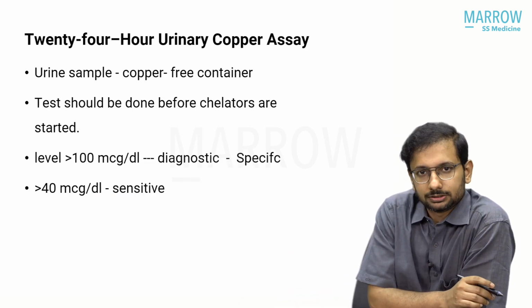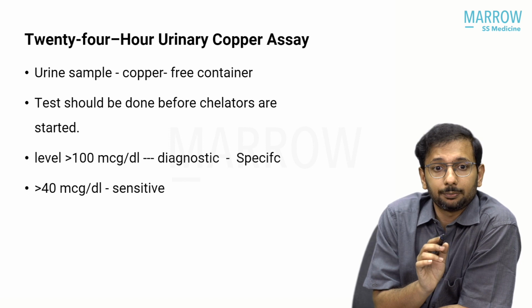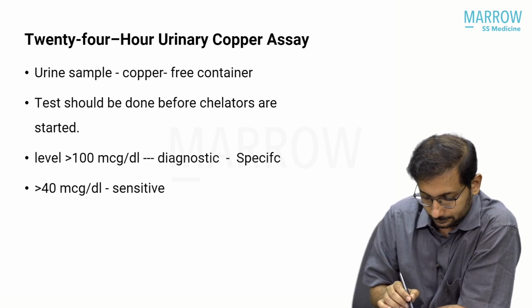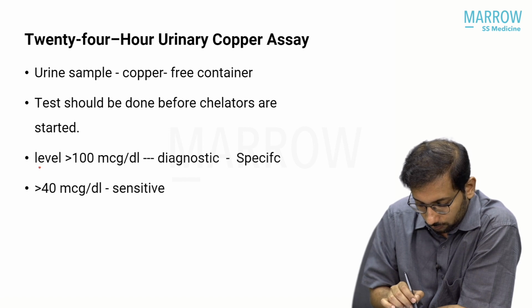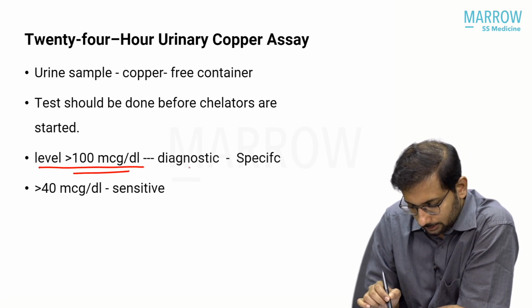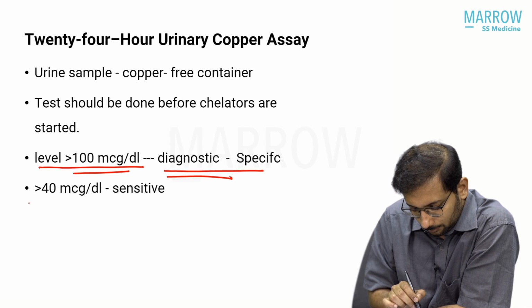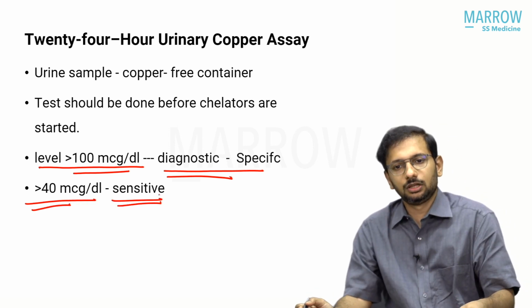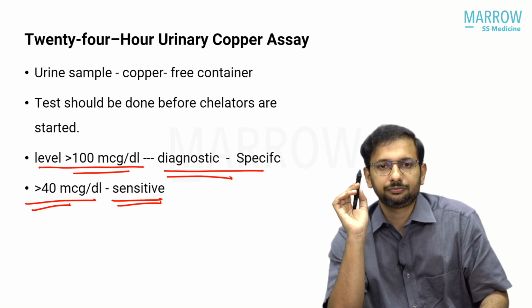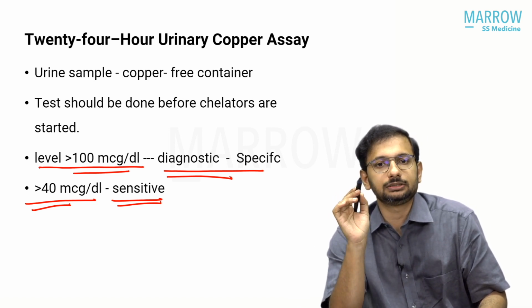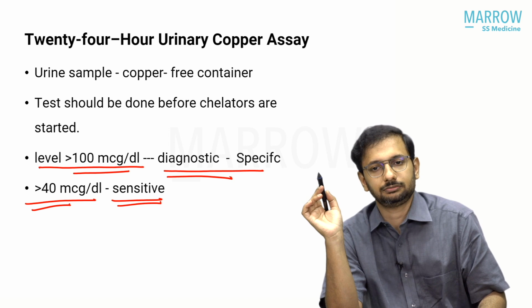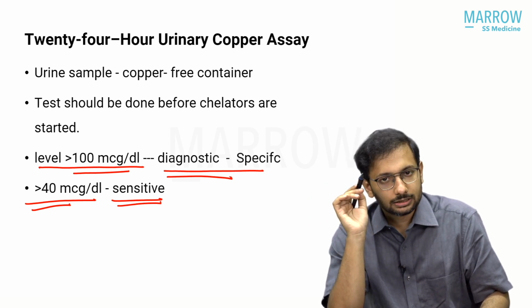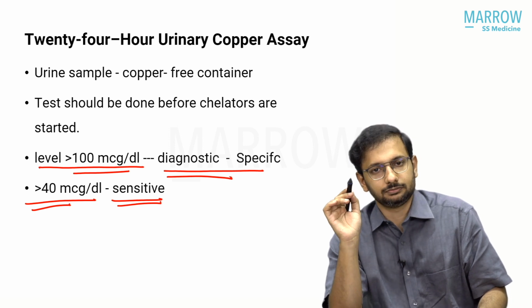24 hours urinary copper assay. This is a very important test. The urine sample should be collected in a copper-free container and the test should be started before chelation. A level of more than 100 micrograms per deciliter is diagnostic and more than 40 is sensitive. So a cutoff of more than 40 for asymptomatic patients increases the sensitivity of the test. More than 100 is specific, more than 40 is sensitive.